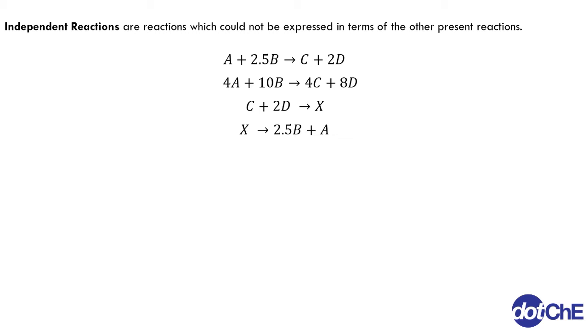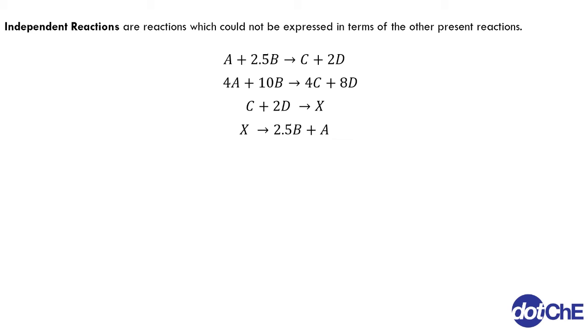Now let's consider equations 1, 3, and 4. If we add 3 and 4, we would get equation 1, right? Thus, we could only consider two independent equations for these three. It could be either 1 and 3, or 1 and 4, or 3 and 4. But you cannot consider all three of them as independent equations.